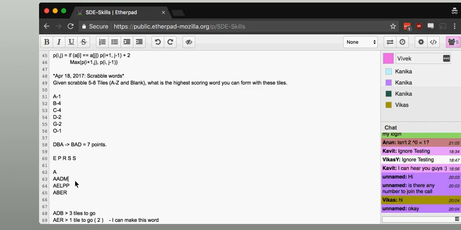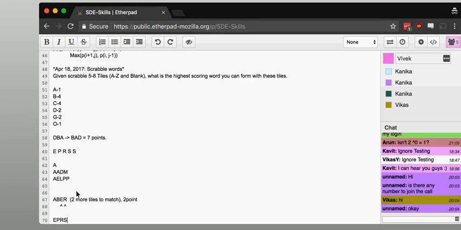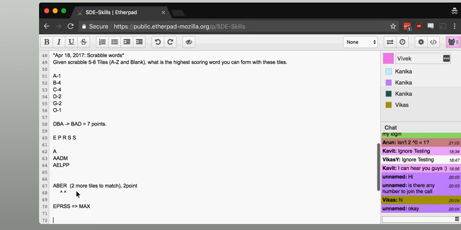Now that you have done this, what is the difference between this ABER and EPRSS? You got the E, you got the R, right? You didn't get the A or the B. Correct? So which means that you still have 2 more tiles to match, and the score that you have is only 2 points because E has 1 point and R has 1 point. At some point of time, you will also match EPRSS, which is a max anyways in this case. Correct? Correct. So this works.